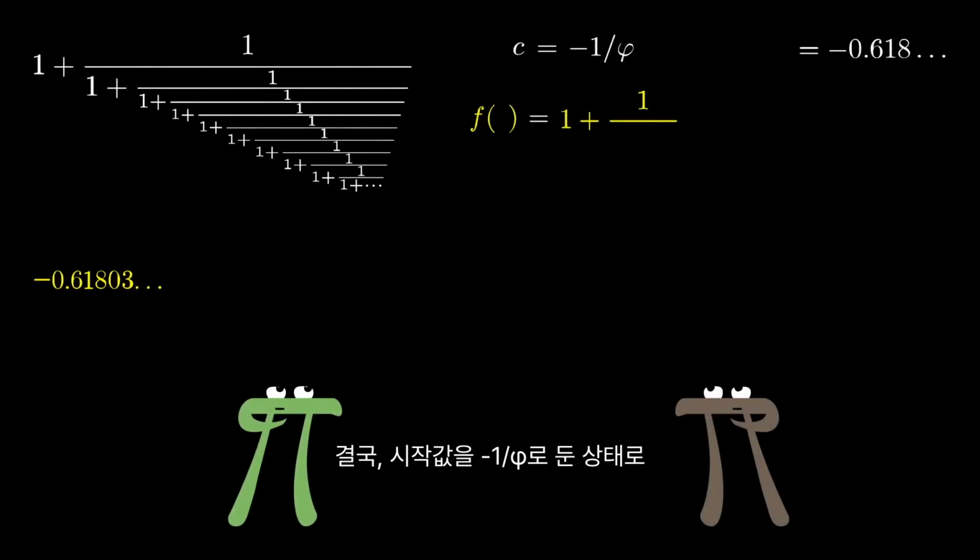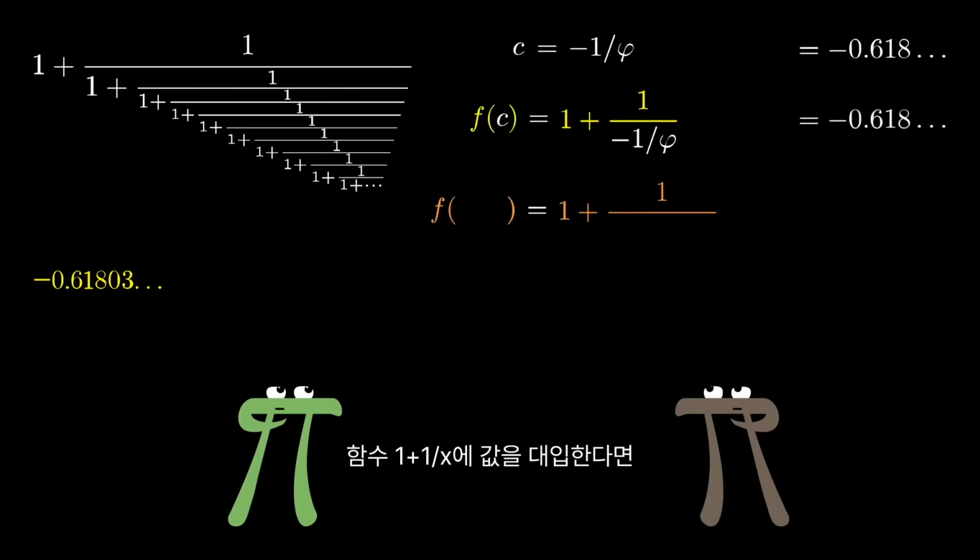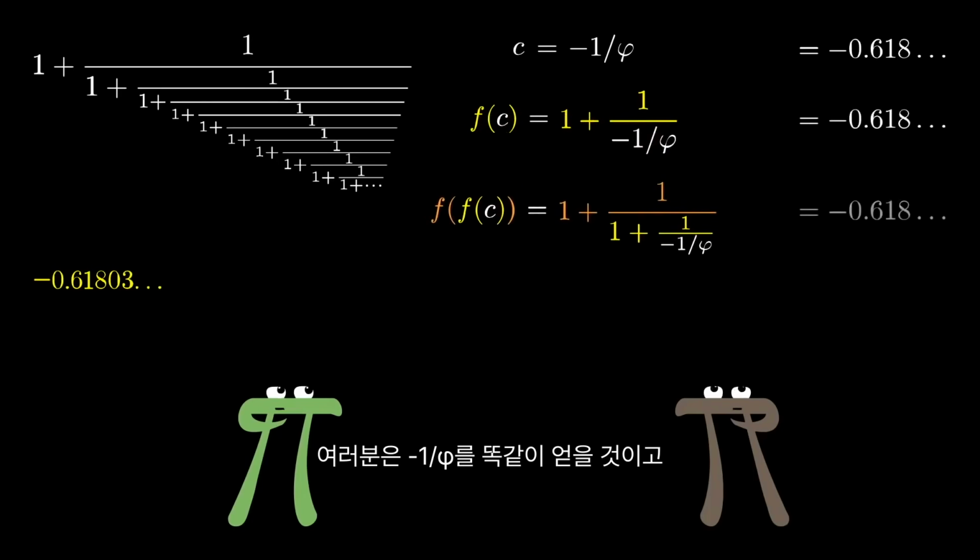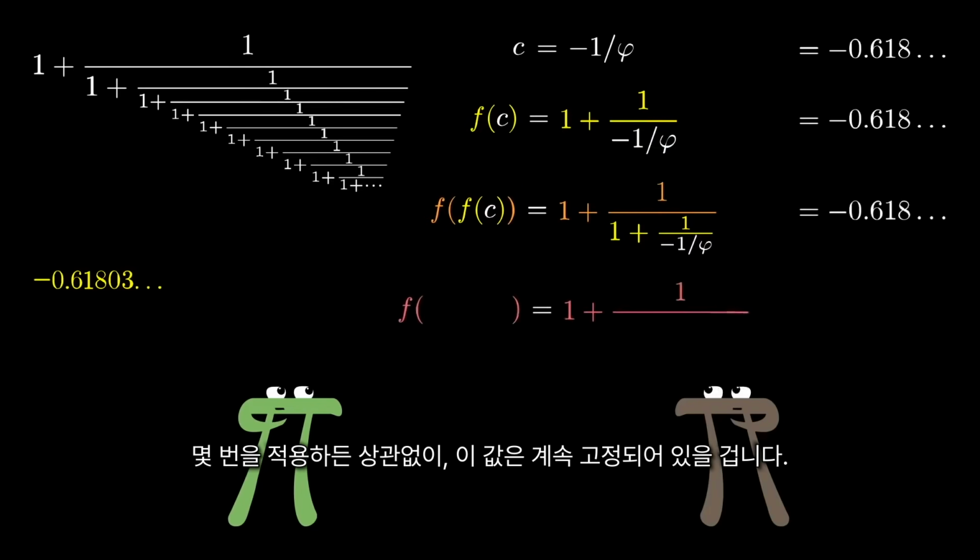After all, if you start with -1 divided by phi, then applying this function, 1 plus 1 over x, you get back the same number, -1 divided by phi. So no matter how many times you apply it, you're staying fixed at this value.